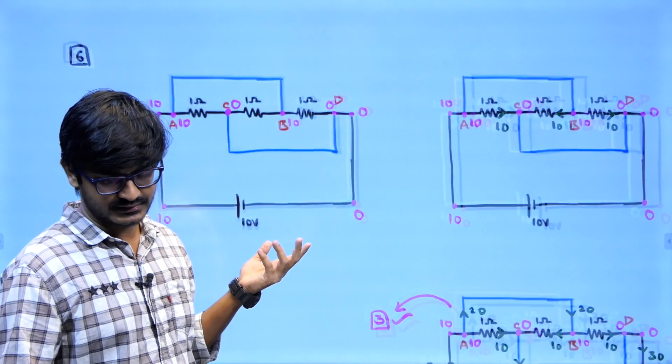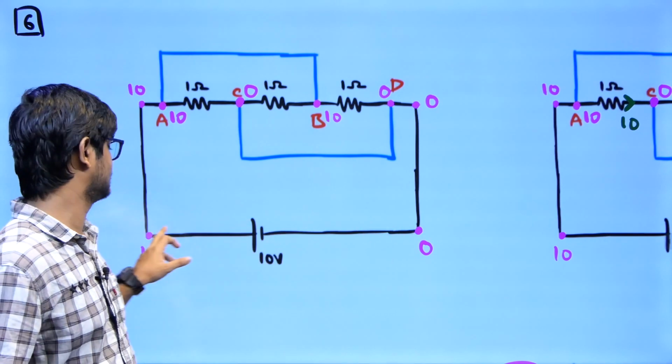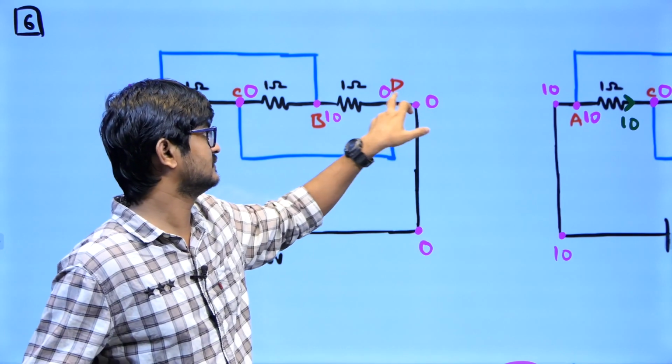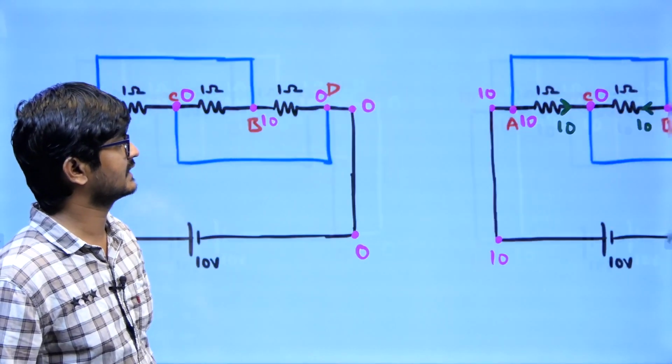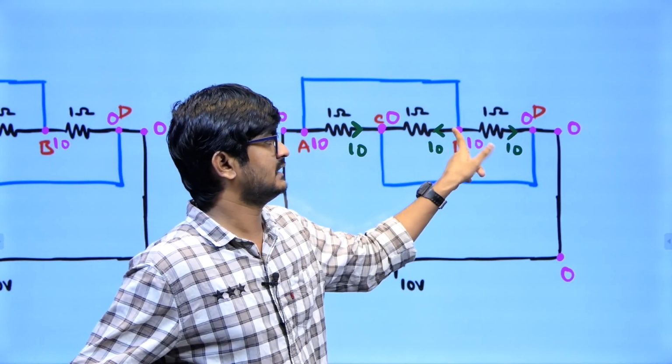Now you can do it like this. I will assume this as the lower potential, 0. This will be 10, 10, 10, 10, and this 0, 0, 0, 0. So this potential difference is 10, 10, 10, so I can find the current in each. Current will flow from higher to lower: 10, 10, 10.